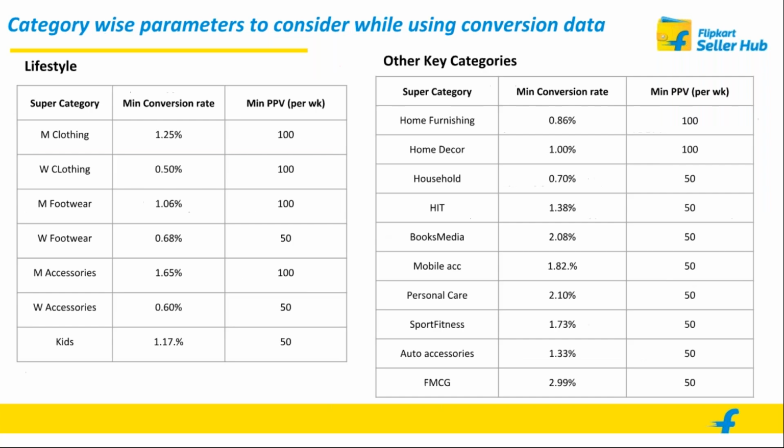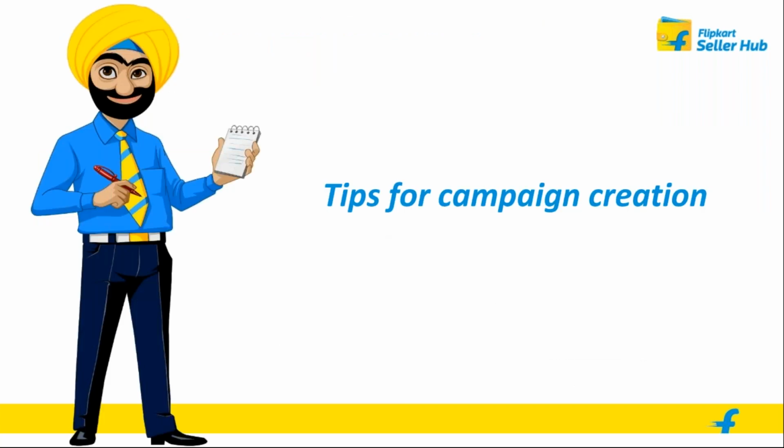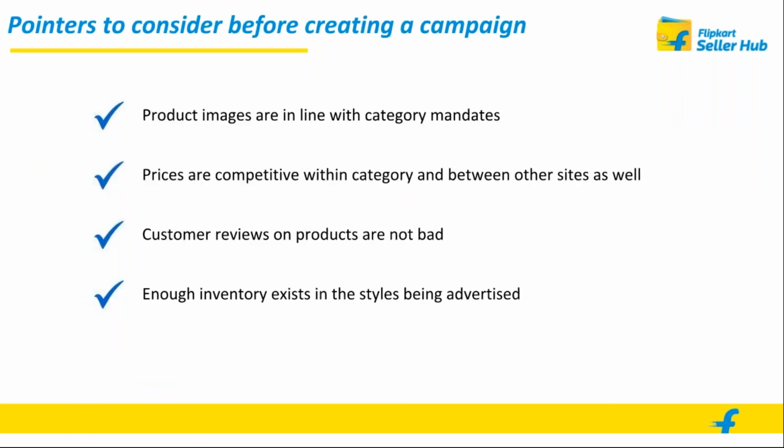Okay, we've gone through this one. Tips for campaign creation. Couple of primary checks that we need to do before we create the campaigns. We have talked about how we selected the products. These basically precede that. First, you know pretty well, product images need to be in line. Second, prices need to be competitive within category. It's important for your conversions.